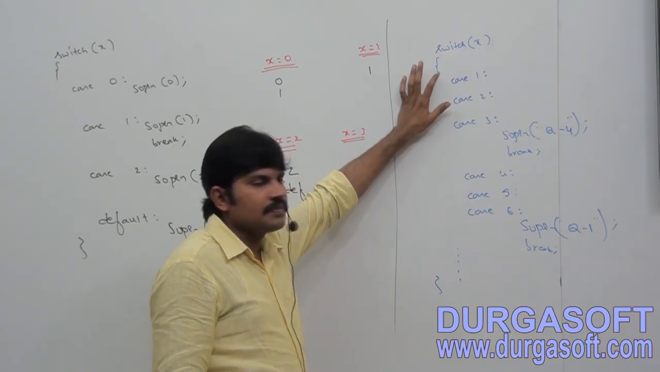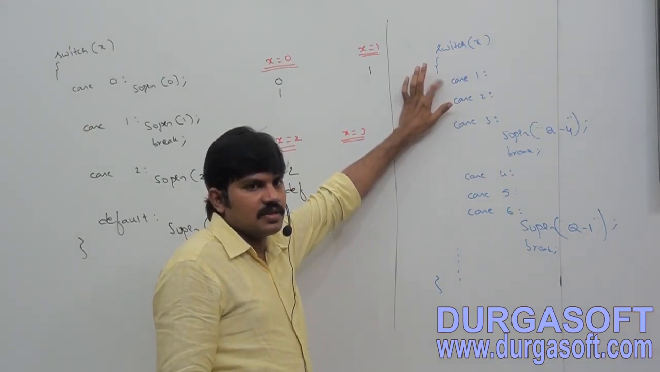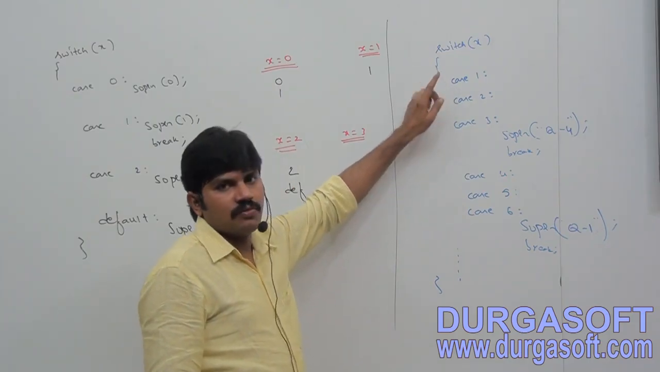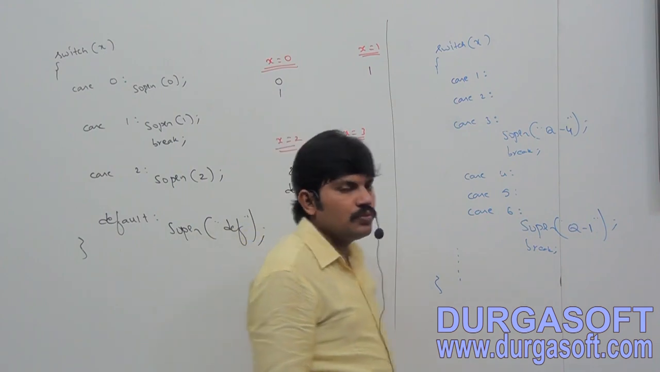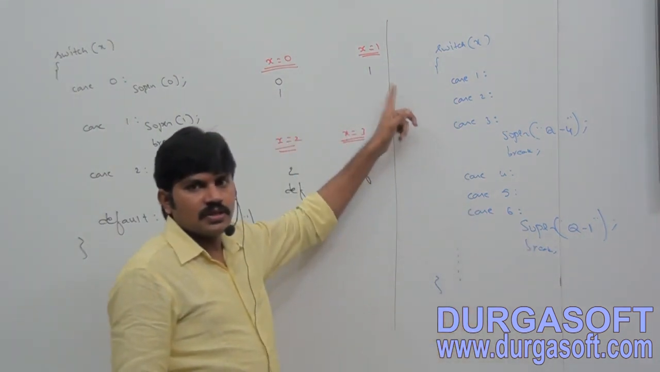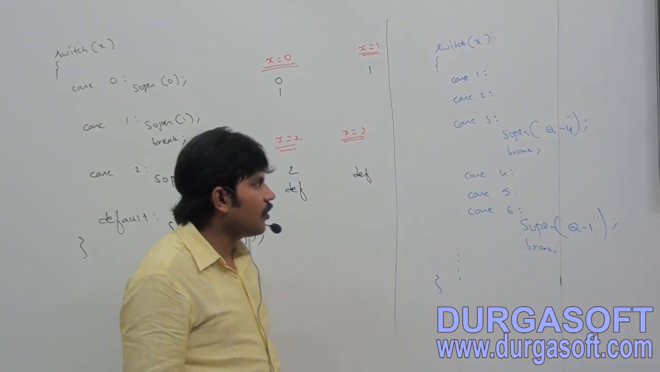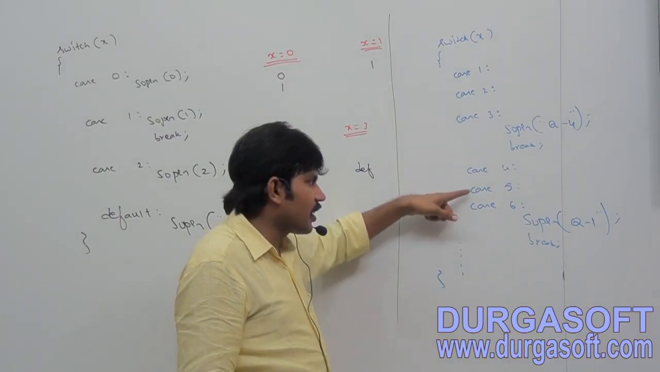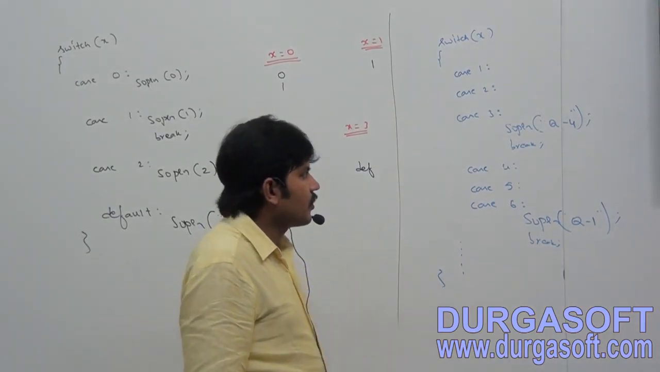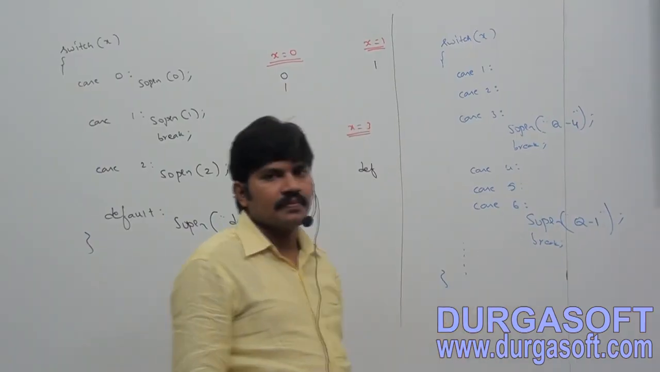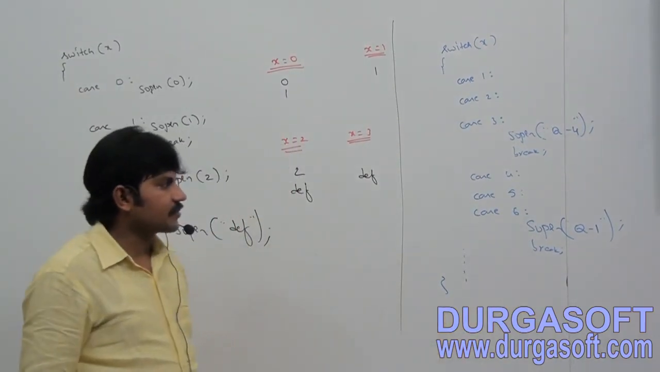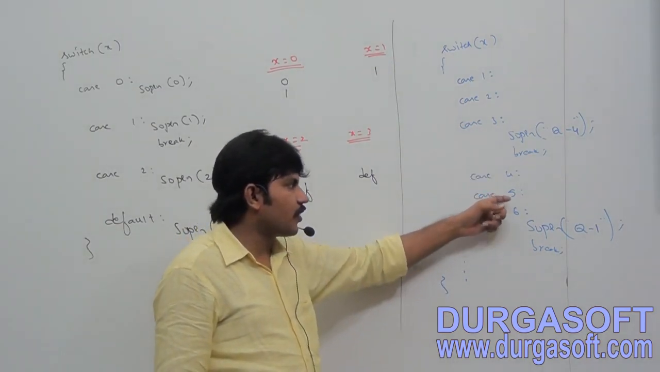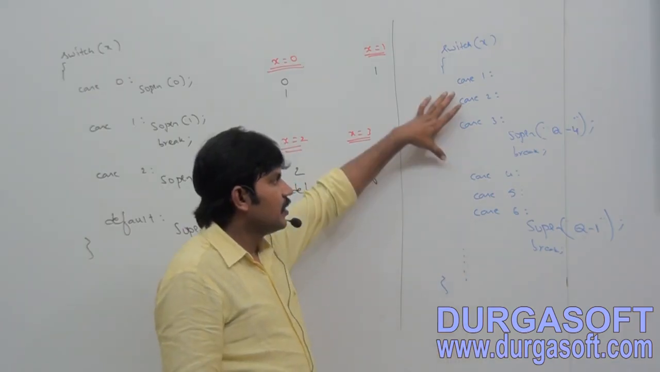Take this example first. Switch of X. Case 1, case 2, case 3: SOP of Q4, break. Next case 4, case 5, case 6: SOP of Q1, break. Completed, right?